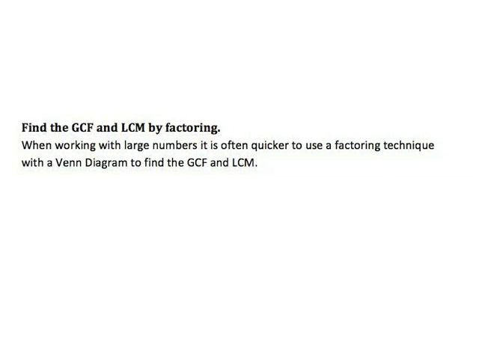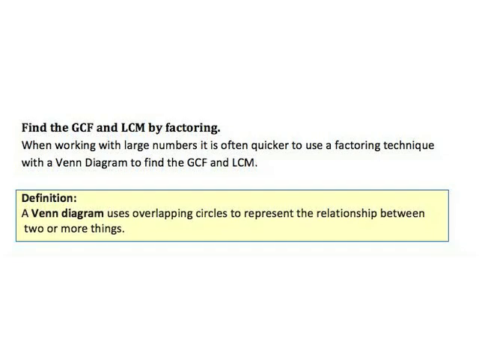Find the greatest common factor and least common multiple by factoring. When working with large numbers, it is often quicker to use a factoring technique with a Venn diagram to find the greatest common factor and the least common multiple. So you may have noticed we use a new word there, Venn diagram. Let's take a look at the definition. A Venn diagram uses overlapping circles to represent the relationship between two or more things.